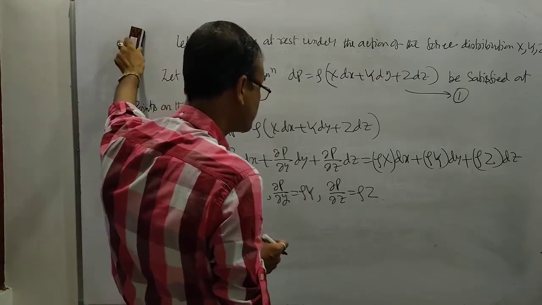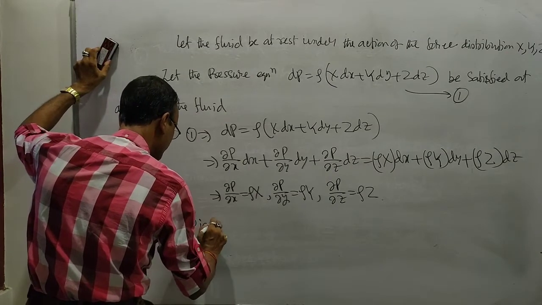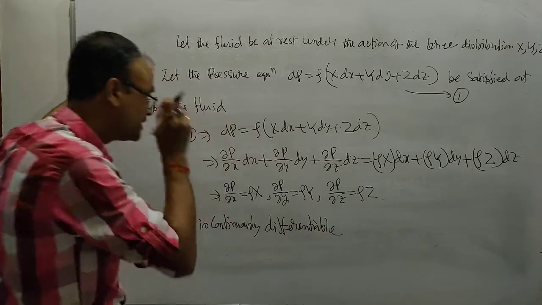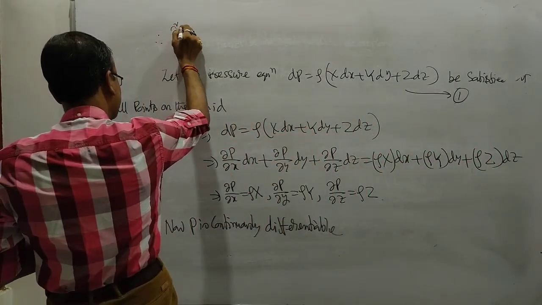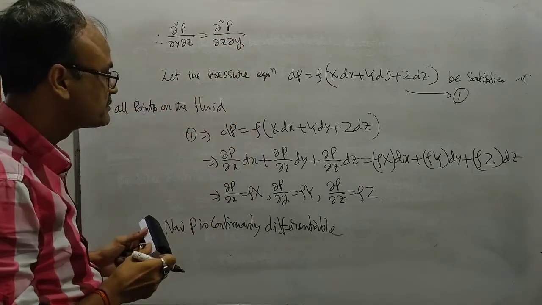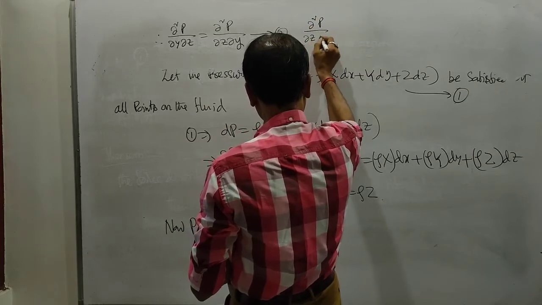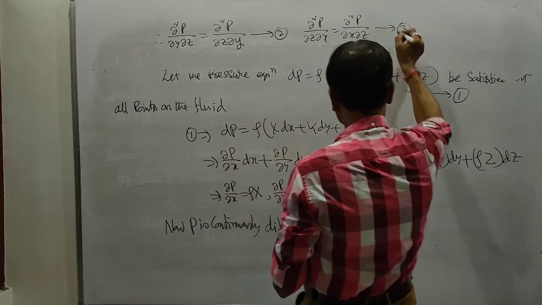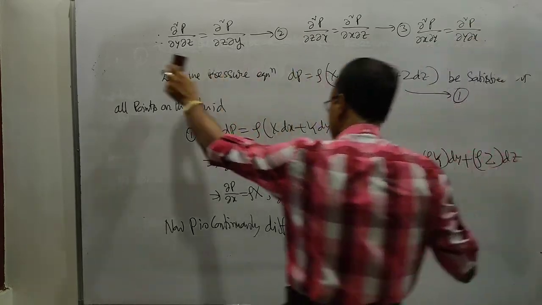Now, P is continuously differentiable. Therefore, ∂²P/∂y∂z equal to ∂²P/∂z∂y. Suppose this is number 2. ∂²P/∂z∂x equal to ∂²P/∂x∂z. Suppose this is number 3. ∂²P/∂x∂y equal to ∂²P/∂y∂x. It will be like this.